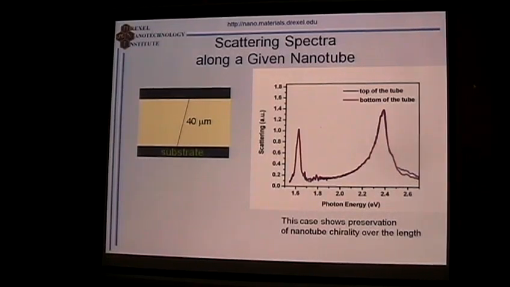And keep in mind, if a tube is 40 micron in length, and say, let's take for simplicity 1 nanometer in diameter, it's a 40,000 aspect ratio. So this is a very, very long cable. And as it grows, there is no change in the chirality of the tube.